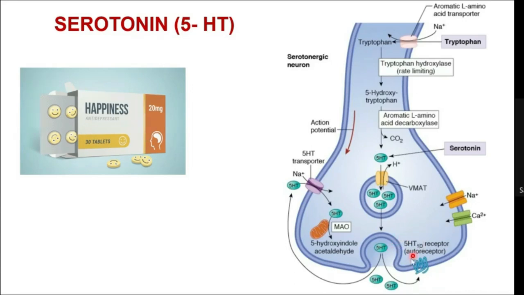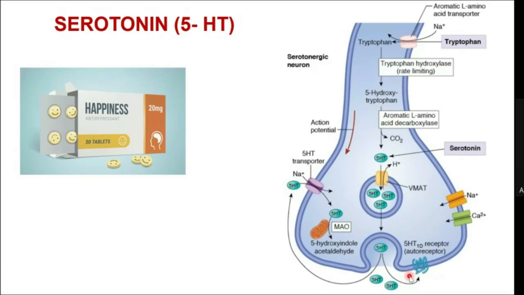So we have an autoreceptor here. Autoreceptor, we already know. What is an autoreceptor? Can anybody tell me? We have talked about autoreceptors even in dopamine, where we said that D2 is an autoreceptor there. Yes, please answer.